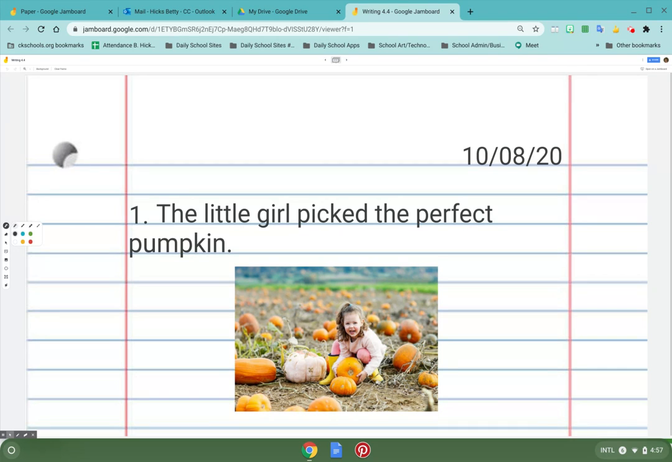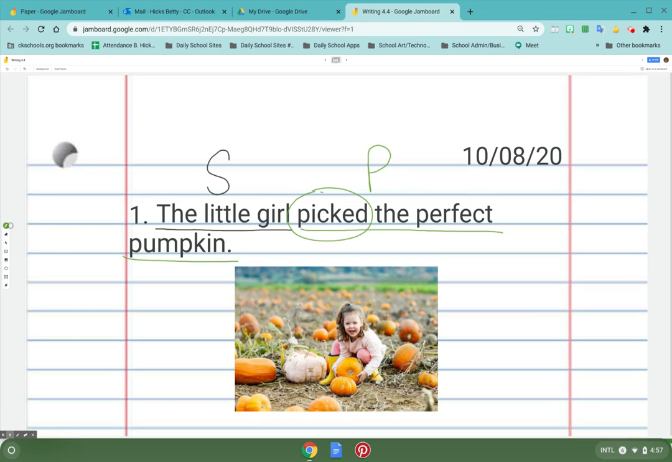All right. So the very first thing I do is I identify my subject, and that's going to be the little girl. That's my subject. Then I'm asking myself, okay, what's that little girl doing? Well, she picked. That is our action. All right. Then I know that everything after picked is usually the predicate. It's the who, what, when, where, why, or how. In this one, it's the what did she pick? What did she pick? A pumpkin, and it was the perfect pumpkin. So this is my predicate.